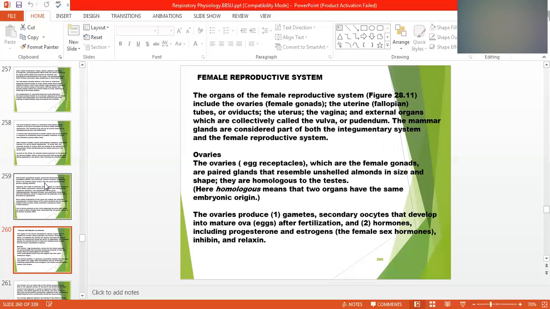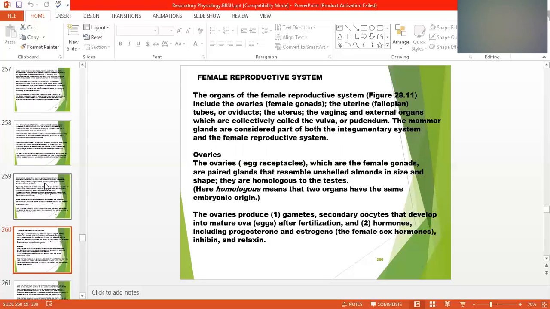Fallopian tubes are there, right and left, also called the oviduct, from which the ovum comes out from the ovary into the fallopian tube. The uterus is a pouch, a bag-like thing, which helps the offspring to convert into embryo and fetus.